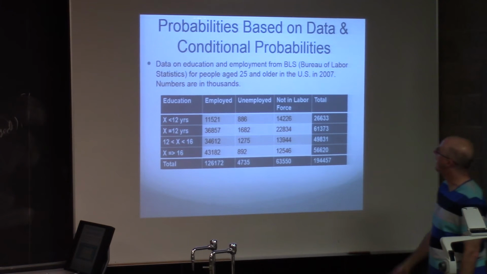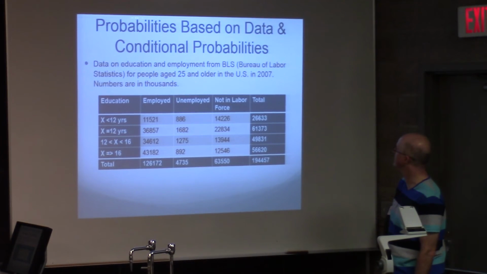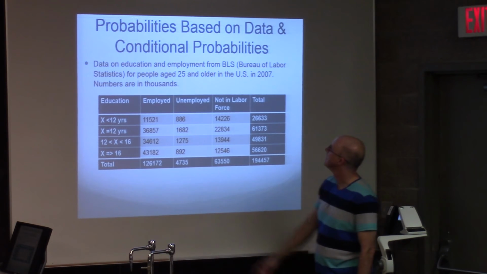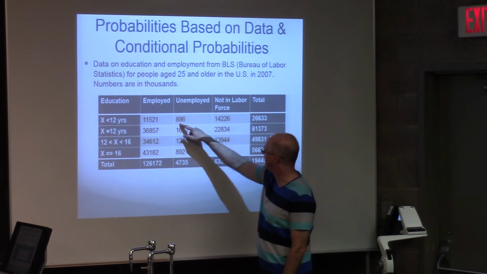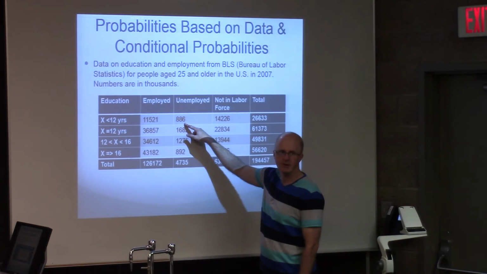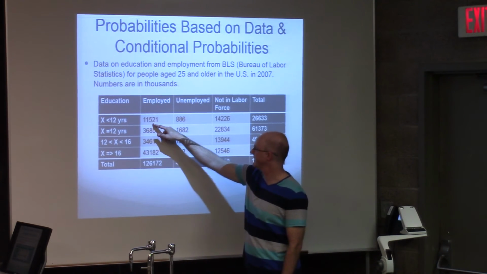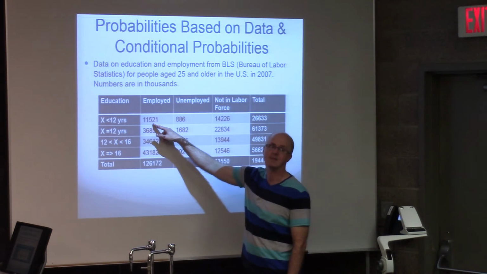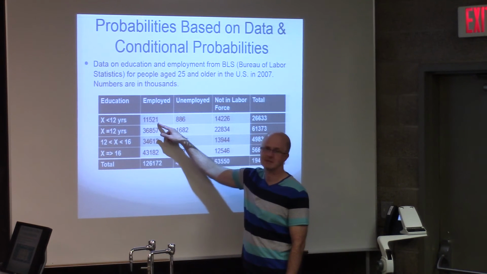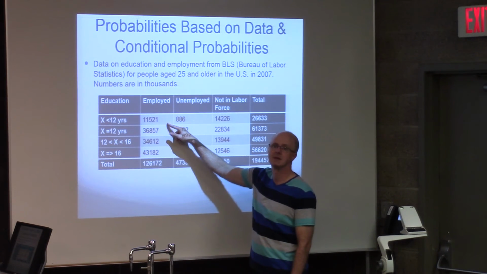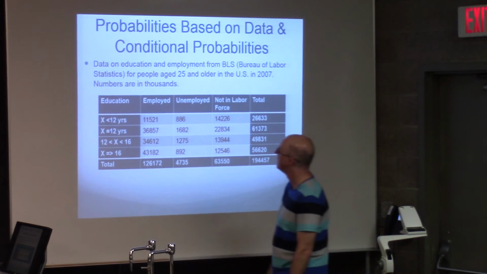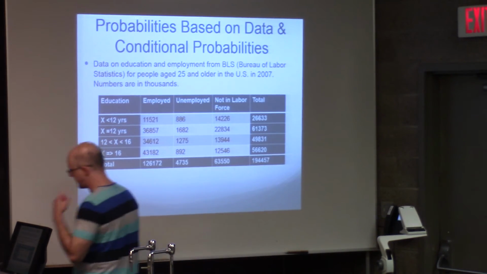These numbers are, according to the book, taken from the Bureau of Labor Statistics, BLS, and are evidently accurate. These are in thousands, so for example, this is 886,000, not quite a million. This number is 11,521,000, which is really 11.5 million. 1,000 times this would be 11.5 million. Add 3 more zeros, etc. Based on these data, we can talk about different probabilities.